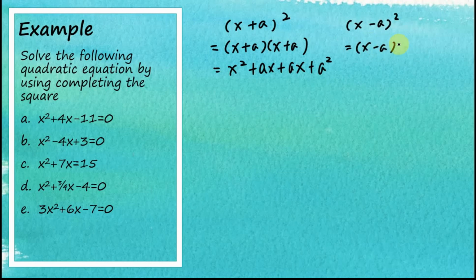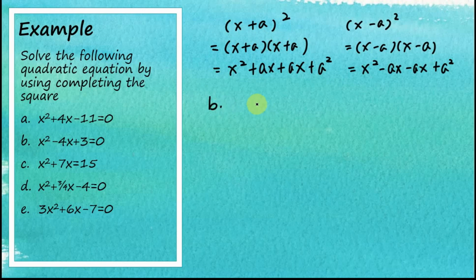For (x minus a) squared, we do the same thing. We rewrite it as (x minus a) multiplied by (x minus a), and this becomes x squared minus ax minus ax plus a squared. Now we can see that the only difference is the x term here, right? This is plus ax, and this is minus ax. If this is minus ax, then the expression is (x minus a) squared. And if this is plus ax, then the expression is (x plus a) squared, right? Okay, so let's move on to B here.